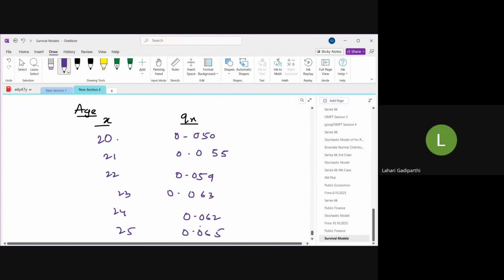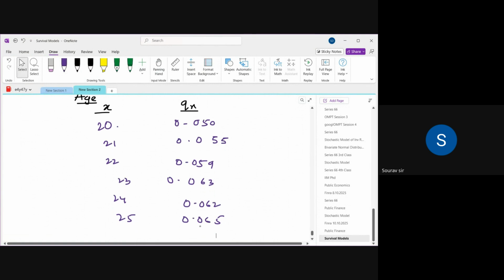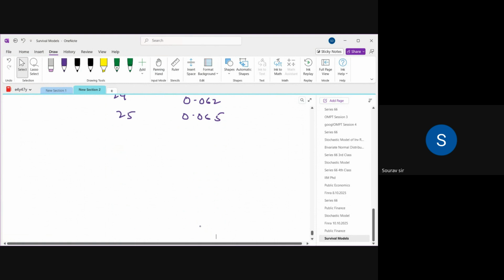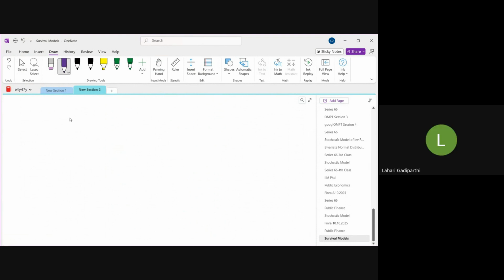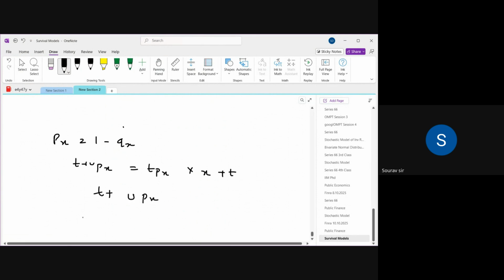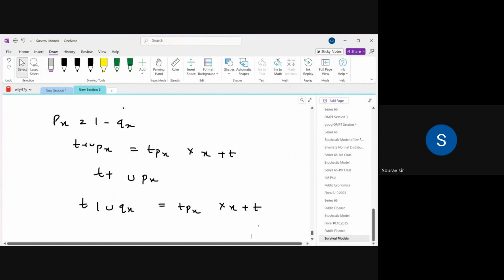So if we go with the relationship, px is equal to 1 minus qx, and tpx is equal to px multiplied by p(x+1) and so on, up to p(x+t-1). So here, given this, now find it out.